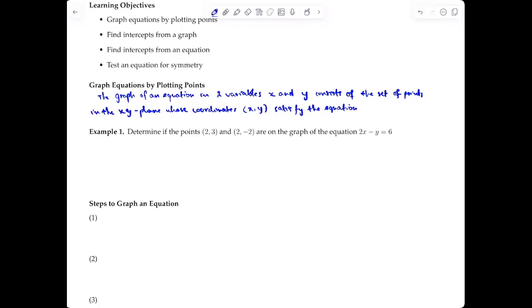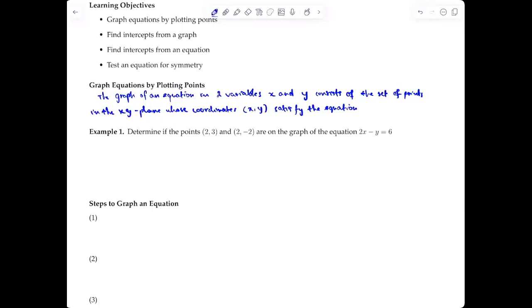You find the x value, and then the corresponding y value. And then when you have a set of points, you just put them on the xy plane, or the rectangular coordinate system, or the Cartesian coordinate system, and then you connect the points and you have the graph of the equation.